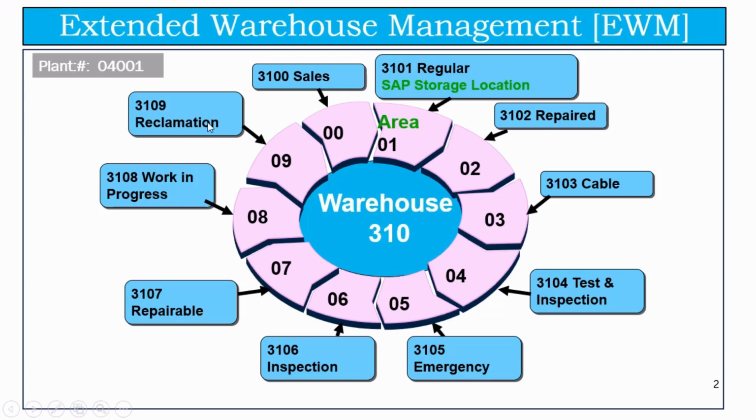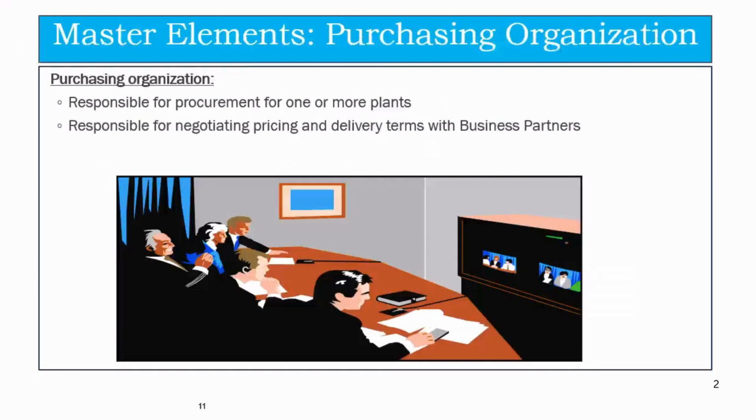Then reclamation material. They use the material for any project, for any assigned work, and after they consume whatever they require, the leftover will be reclamation material. So it should come back to the inventory. So this is the warehouse code, and in this warehouse they divided several areas according to the nature of the material. This is part of the warehouse management.